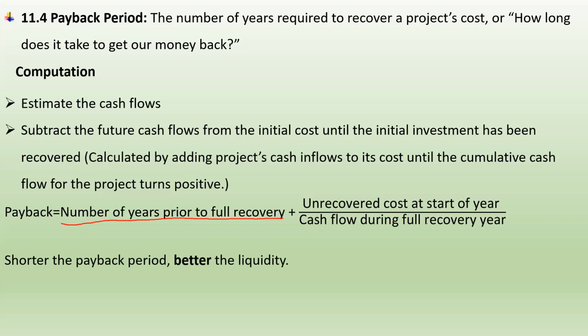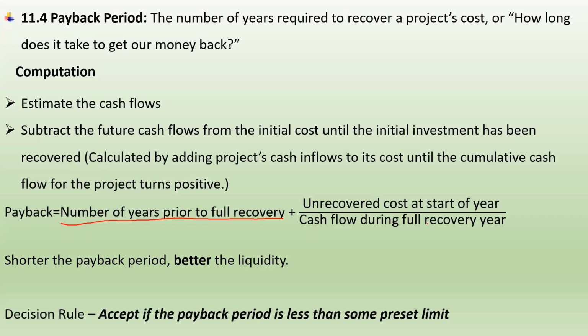The payback period is mainly used to measure the liquidity of the project. The shorter the payback period, the faster you can collect your initial investment back, and the better the liquidity. The decision rule is that there's a preset limit. For example, the firm may require a project to have a payback period of less than 3 years or less than 5 years. We accept the project if the payback period is less than this preset limit.